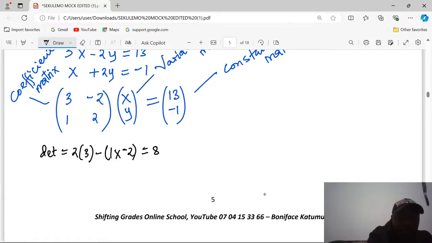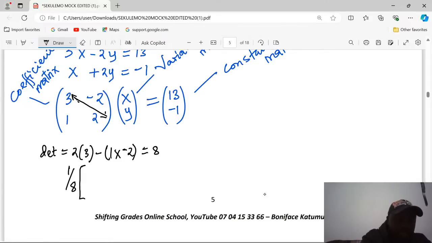Now we are supposed to get the inverse of the matrix, whereby we divide every term by the determinant, but there is something we usually do for us to get the inverse. We interchange the positions of the elements in the leading diagonal. The leading diagonal is also called the principal diagonal, which is also called the main diagonal.